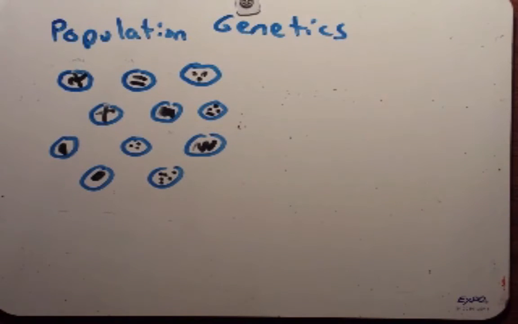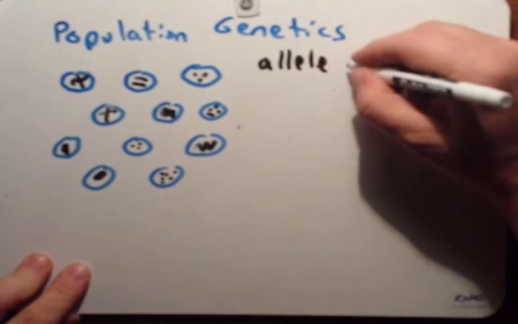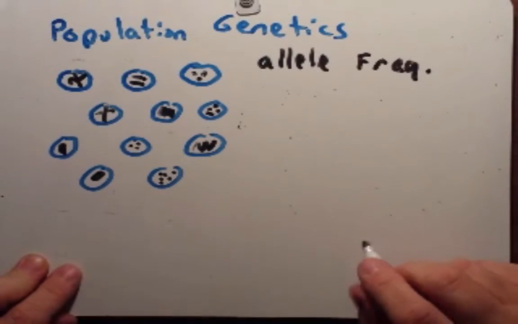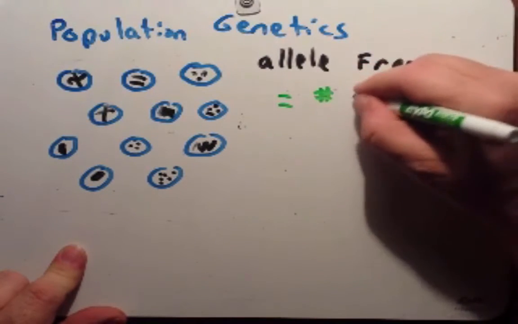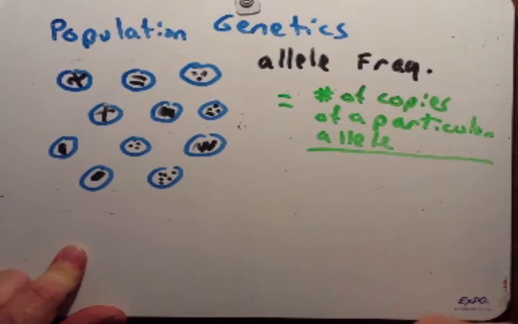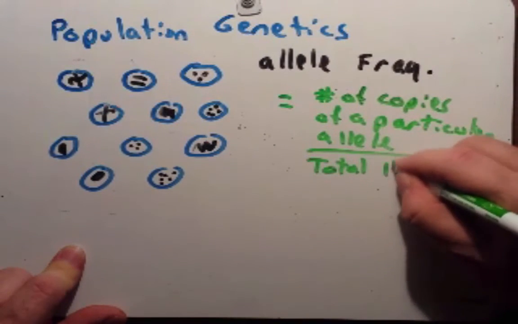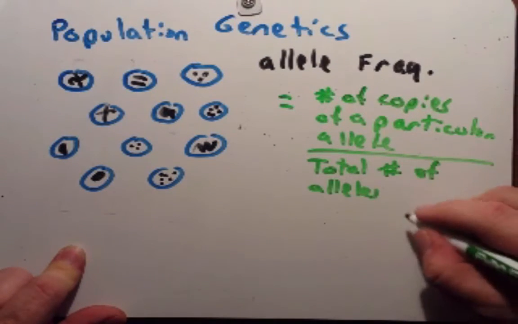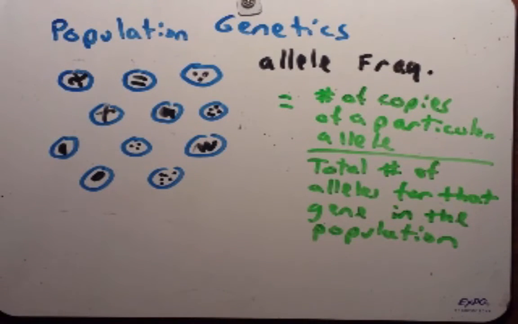So when we want to quantify this genetic diversity within a population, a couple things we will want to do. We want to first look at or calculate the allele frequency. And how do we do that? Well, the allele frequency is equal to the number of copies of a particular allele divided by total number of alleles for that gene in the population. And we're going to work through an example of this in just a moment.